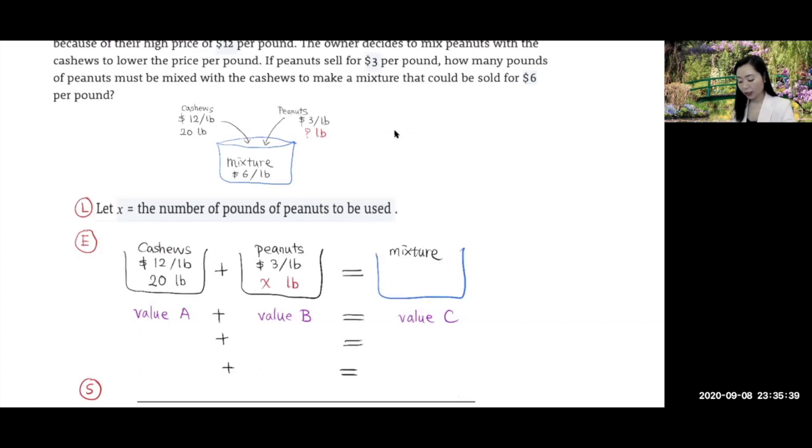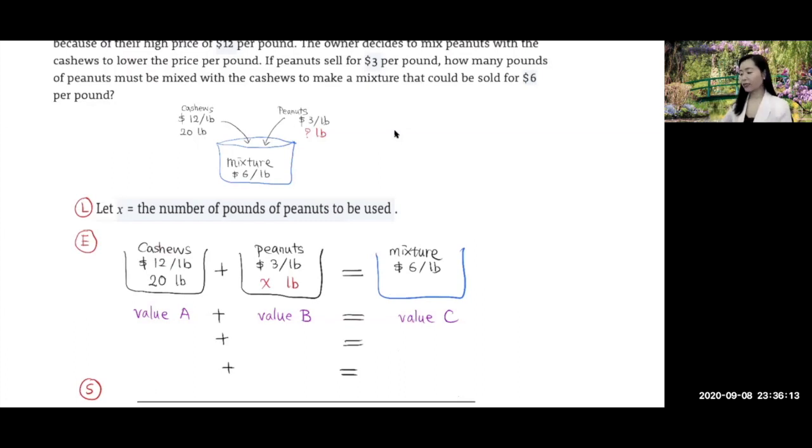And for the mixture, what's the unit price for that? It says it is $6 per pound, so I'm going to enter here $6 per pound. But how many pounds do we have over here? Well, we have 20 pounds over here, and we're adding x pounds over here. Think about this cup over here, and then you mix it. So you mix the cashews over here, and you mix the peanuts over here.